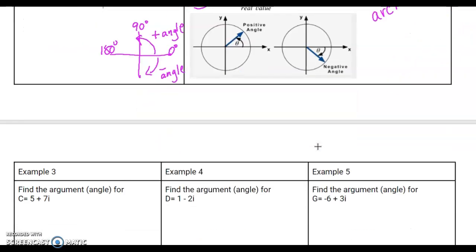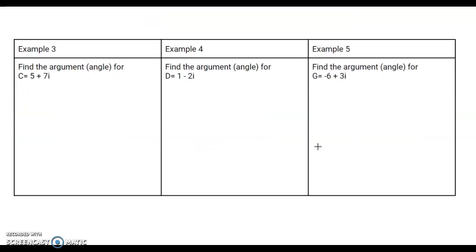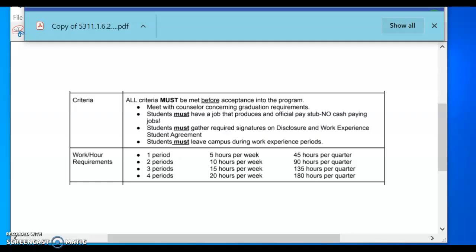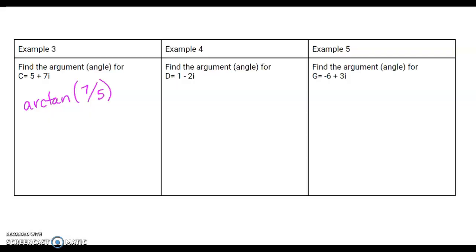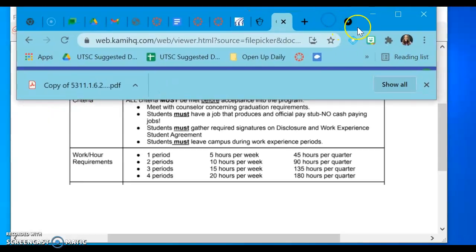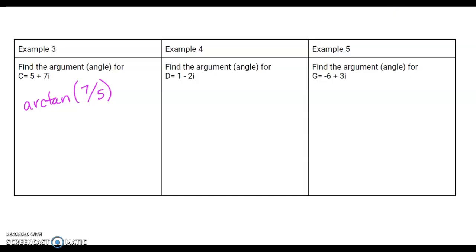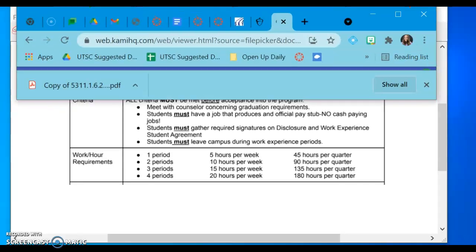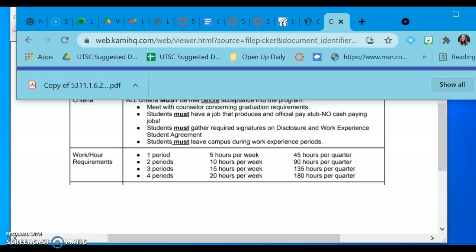Okay, so let's do example 3. If I want to find the angle, I know I've got arctangent of my imaginary part, which is 7, divided by my real part, which is 5. I'm going to show you. We're going to come right up here, and I'll make it a little bit smaller. Sorry, I'm playing around with this.